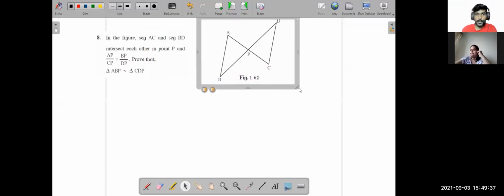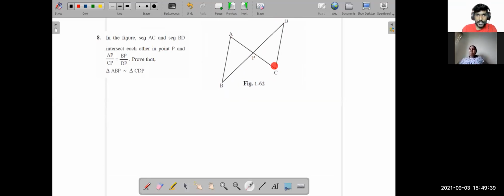Okay, in the given figure, segment AC and segment BD intersect each other at point P, and AP upon CP is equal to BP upon DP. You have to prove that these two triangles, that is triangle ABP and triangle CDP, that is this one. I'll highlight it. APB, this triangle, and this triangle PDC, these two triangles are similar to each other.